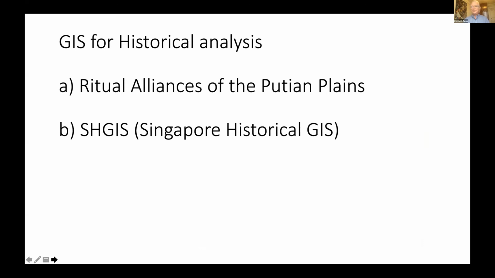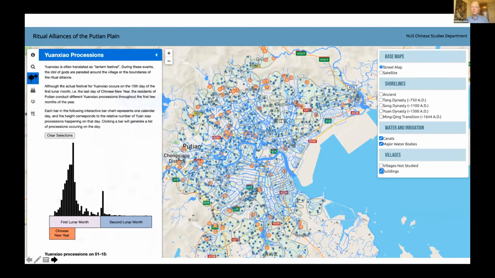Okay, since I have very little time, I'll move quickly into the GIS for historical analysis. This is one project we've done on the Putian Plains based on fieldwork I did there in the 90s. It's information on about 700 villages, 2,500 temples, over 10,000 god statues, and all of the ritual activity that goes in there. The reason why it's important to put this stuff on a map is that we can also show the historical evolution of this entire region, which was underwater 1,000 years ago, and then was gradually filled in with the development of a complex irrigation system.